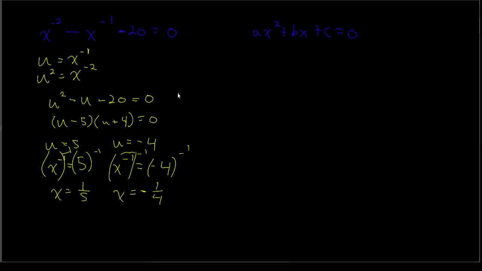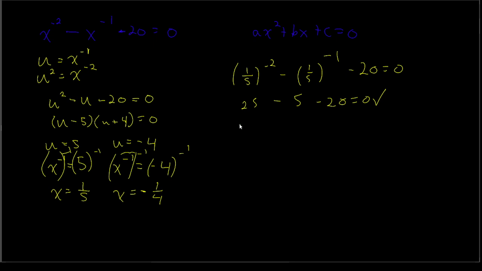Then we check our answers. 1/5 to the negative 2 minus 1/5 to the negative first minus 20 equals 0. 1/5 to the negative 2 is 25, and 1/5 to the negative first is 5. So that checks.